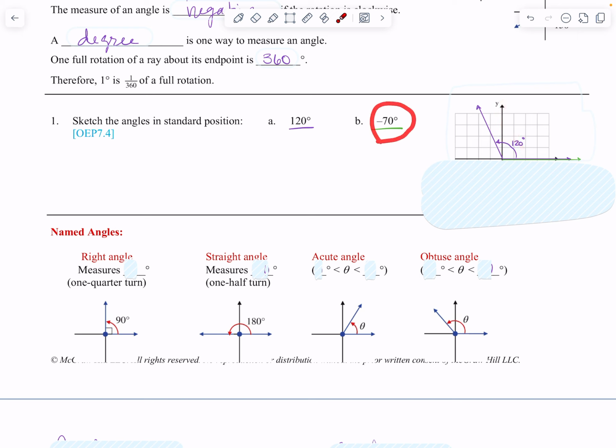The second one is to sketch an angle that has a measure of -70 degrees. So once again, you see that we've started on the positive x-axis, and we are rotating in the negative direction, in the clockwise direction, a distance of, or an angle of, 70 degrees.